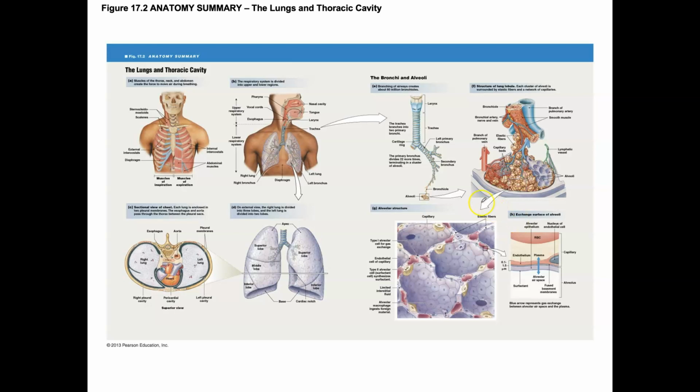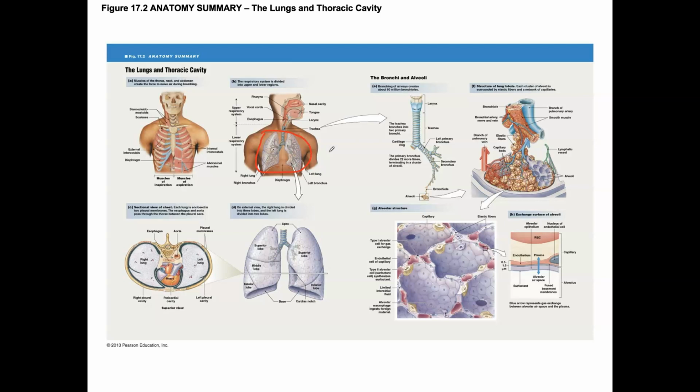If we look at the anatomy of the respiratory system, you'll notice that the lungs are housed deep within the thoracic cavity. And so the lungs being inside the thoracic cavity will protect the lungs from dehydration and exposure to the elements. However, it creates a problem for getting respiratory gases in and out of the lungs.